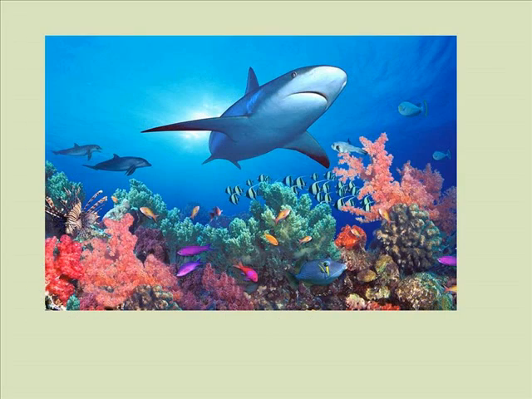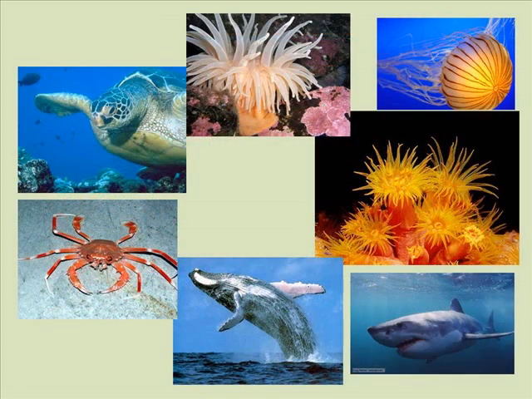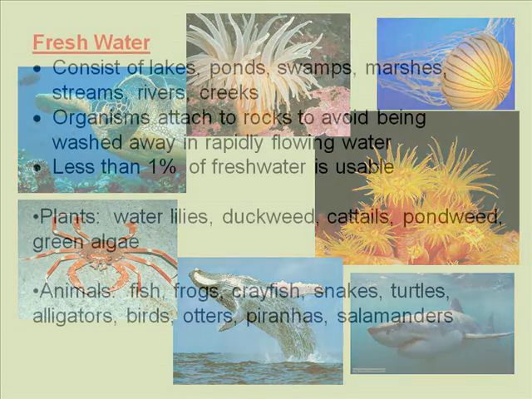This picture represents our saltwater biome. And some of the animals in our saltwater biome, starting at top center, would be a sea anemone, top right, jellyfish, middle right would be coral, bottom right is a shark, bottom center is going to be a whale, left bottom is a crab, and top left will be a sea turtle.